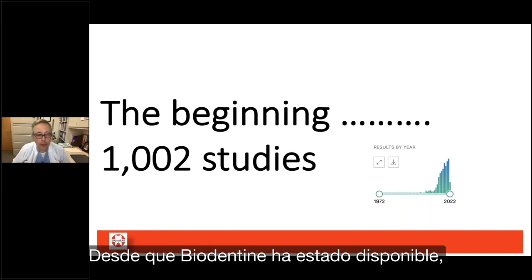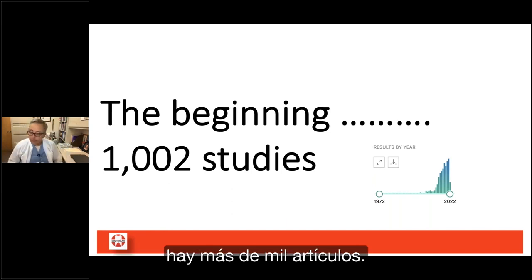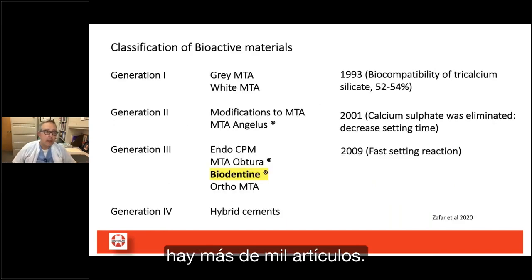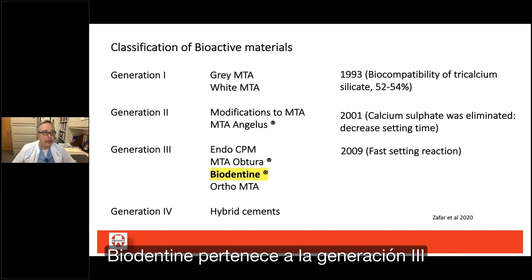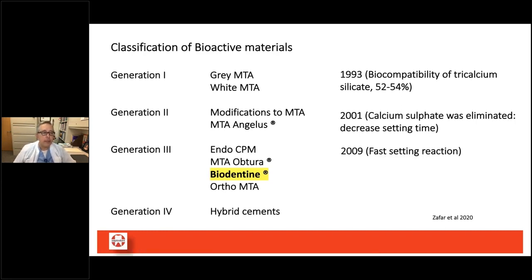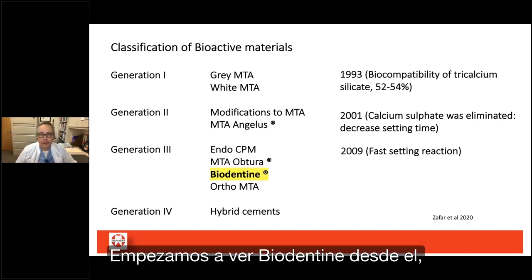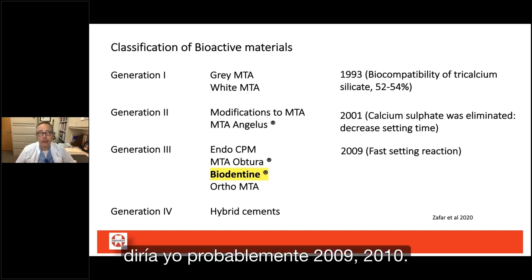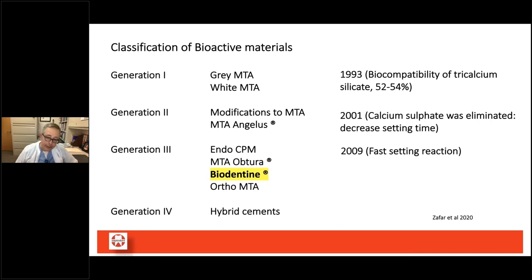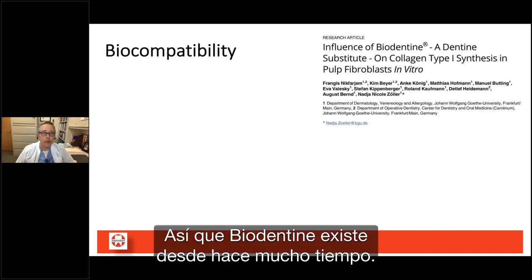Since Biodentine became available, there are over 1,000 articles. Biodentine belongs to the generation 3 bioactive materials. We started to see Biodentine probably in 2009, 2010. So Biodentine has been around for a long time.